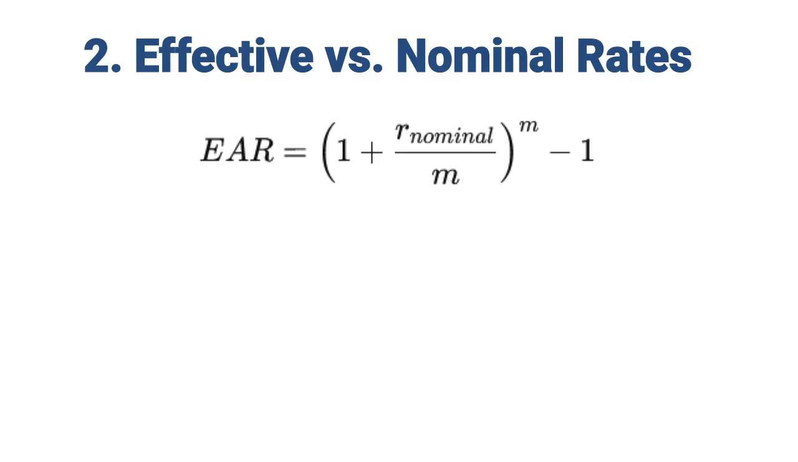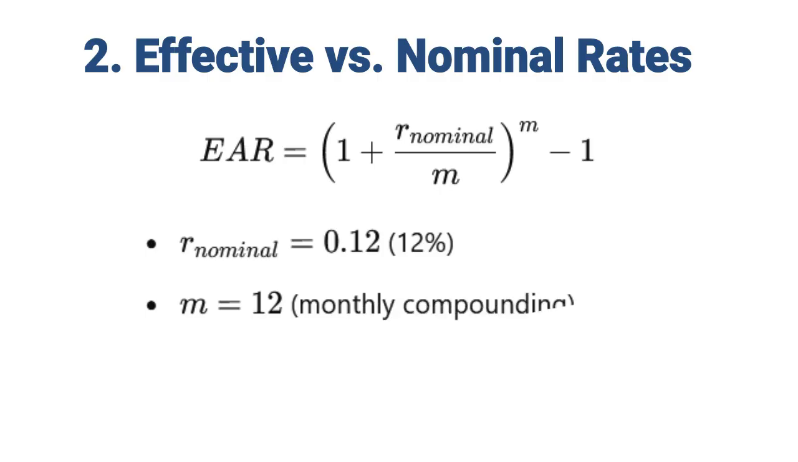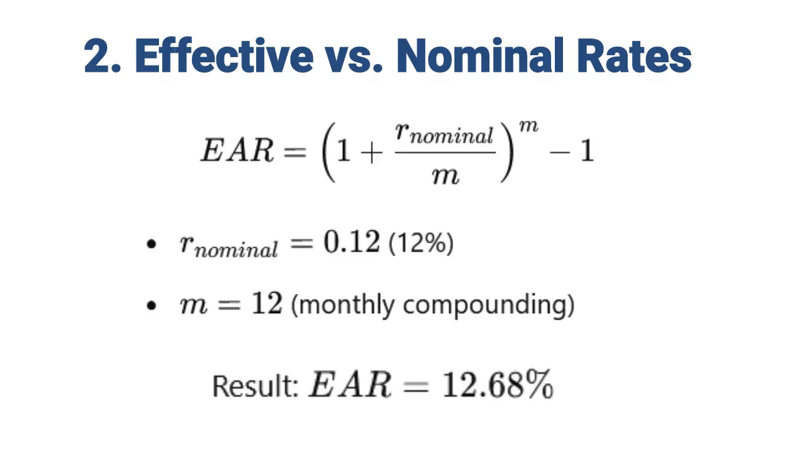For 12% compounded monthly, nominal rate R is 12%. Monthly compounding means 12 periods per year. Now plug this into the formula. EAR equals (1 plus 0.12 divided by 12) raised to the 12th power, minus 1. This gives you an EAR of 12.68%. This is important because the effective rate accounts for compounding within the year and will be higher than the nominal rate.